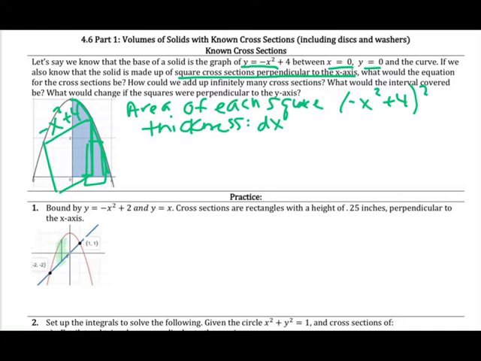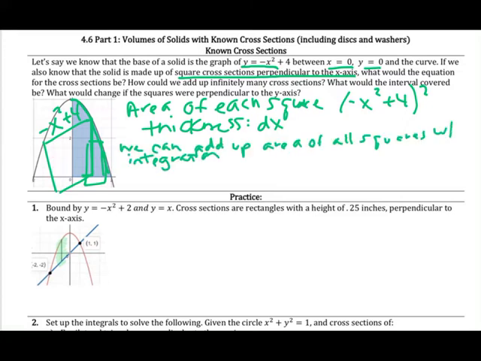So each square has an area of negative x squared plus 4 quantity squared and a thickness of dx. Thinking back to the idea of a Riemann sum, if we're adding all of these areas together as they're going over and forming this curve, that would be the idea of integration here. So we can add up the area of all of the square prisms using integration to find the volume. The volume is equal to the integral from some a to b of the area being integrated with respect to x, so the area times the thickness. In this case, the integral from a to b of negative x squared plus 4 squared dx.